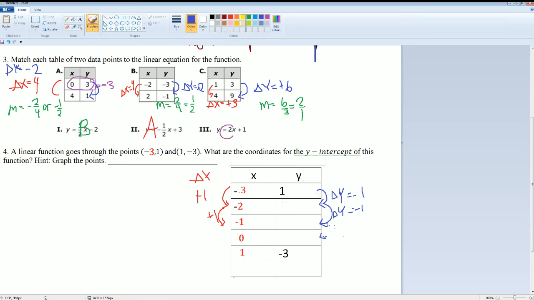But we know from here to here it's delta y. From here to here it's delta y. From here to here it's delta y. Then from here to here it's also delta y. How many delta y's occur? 4. Very straightforward. 1, 2, 3, 4. So this should go to 0, -1, -2, then -3.